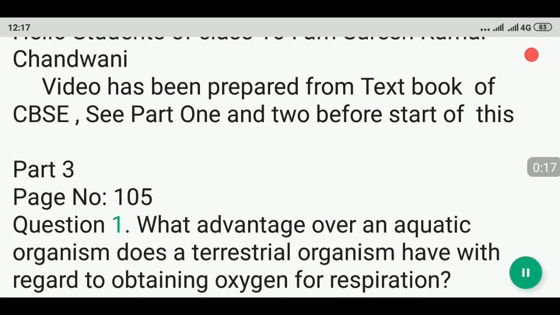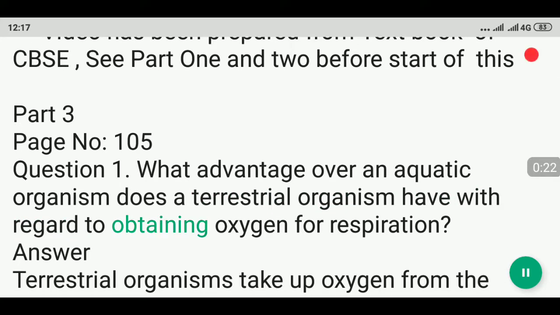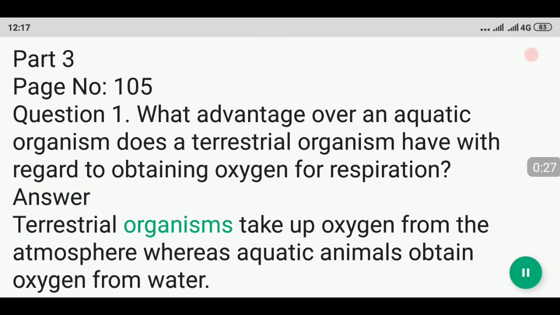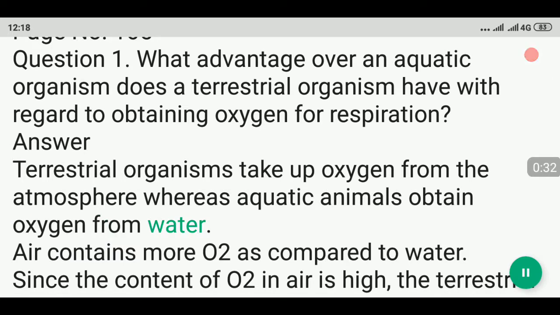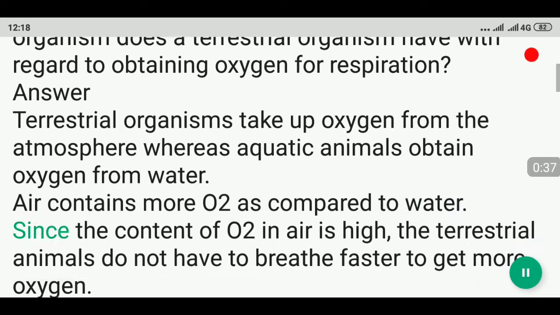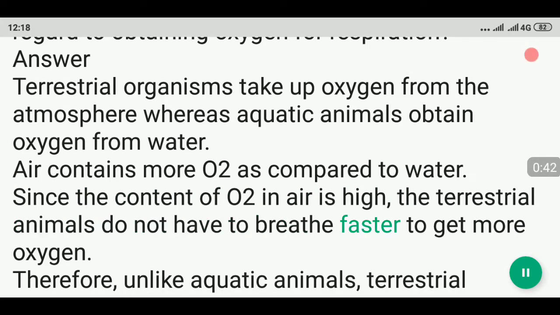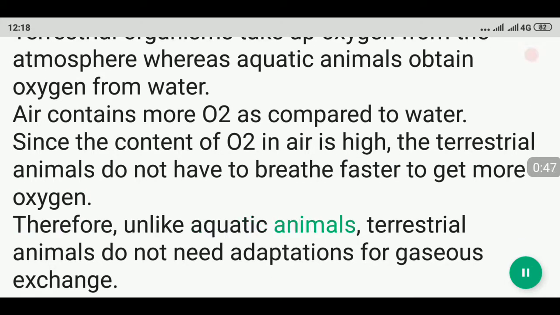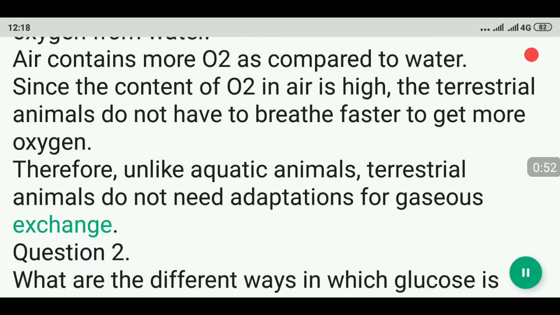Question 1. What advantage over an aquatic organism does a terrestrial organism have with regard to obtaining oxygen for respiration? Answer. Terrestrial organisms take up oxygen from the atmosphere, whereas aquatic animals obtain oxygen from water. Air contains more O2 as compared to water. Since the content of O2 in air is high, the terrestrial animals do not have to breathe faster to get more oxygen. Therefore, unlike aquatic animals, terrestrial animals do not need adaptations for gaseous exchange.